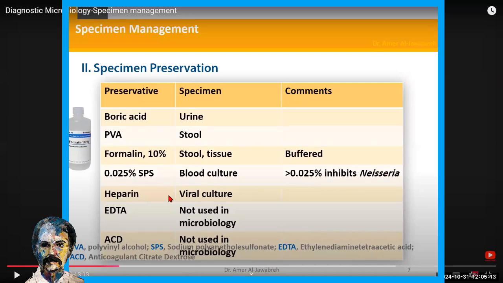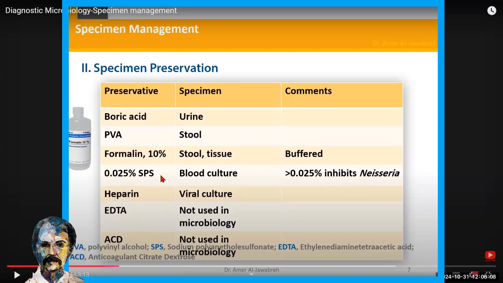Heparin, viral cultures. Heparin is an anticoagulant. You had in hematology heparin, sodium citrate, EDTA. These are the most common. They use heparin mainly for clinical chemistry. EDTA is not used in microbiology, it is mainly used in hematology. ACD is not used in microbiology. It's an anticoagulant, acid citrate dextrose, used mainly in blood banks. So there is an anticoagulant in blood banks, in hematology, and in chemistry, and there is citrate, but it's not here.